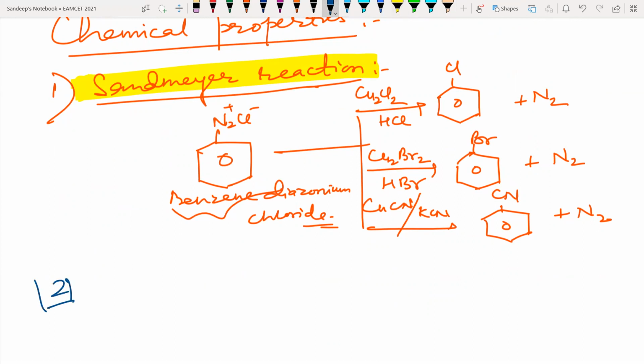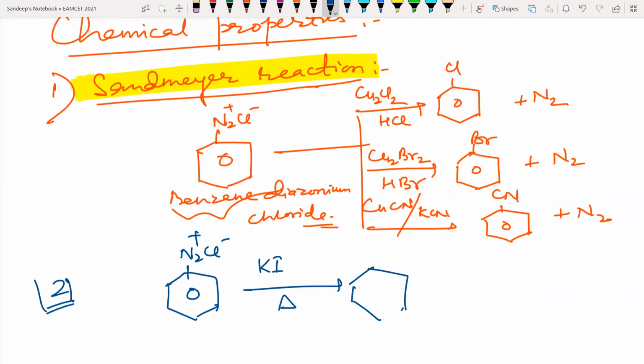Next reaction is when benzene diazonium chloride is heated with KI, it forms iodobenzene plus nitrogen plus KCl. So this is a very good method for the preparation of iodobenzene.